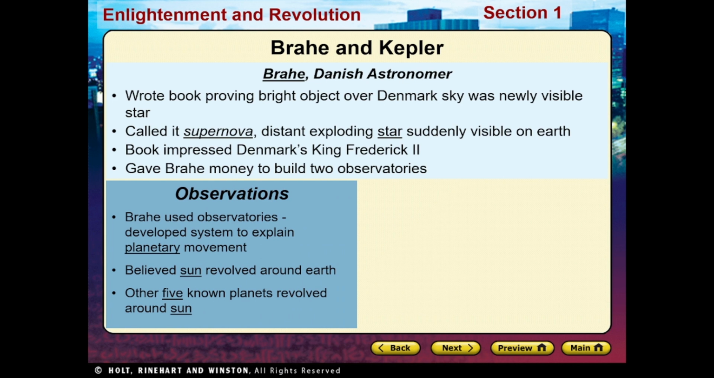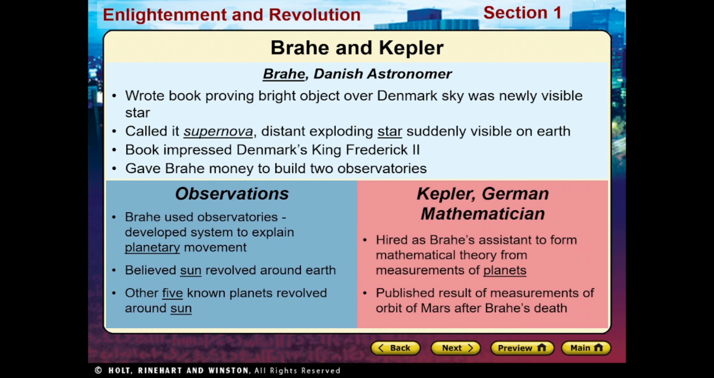So, sa observation naman ni Brahe, nag-develop siya ng system to explain planetary movement. So, Brahe believed the sun revolved around Earth, and the 5 other known planets revolved around the sun.